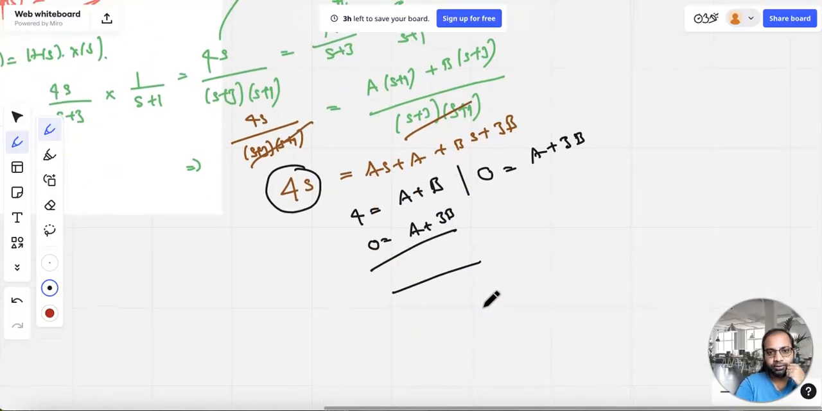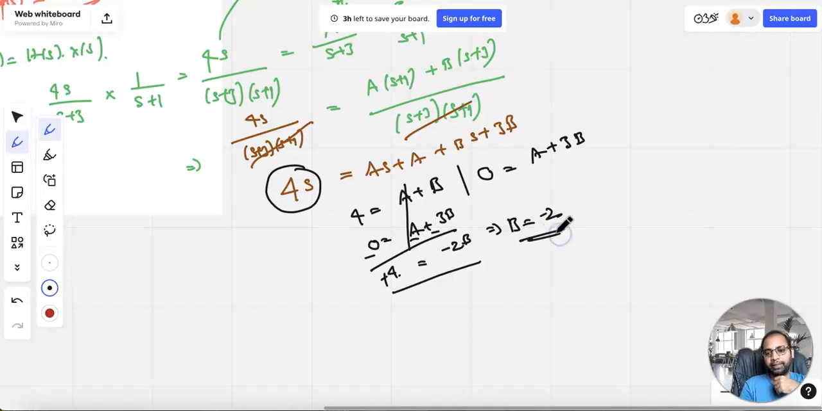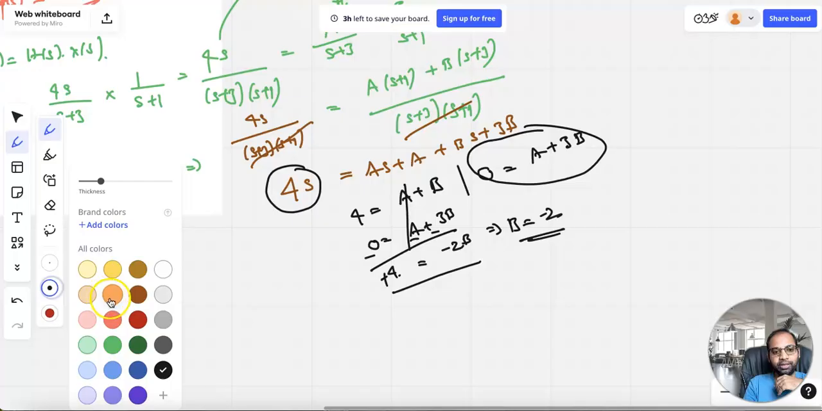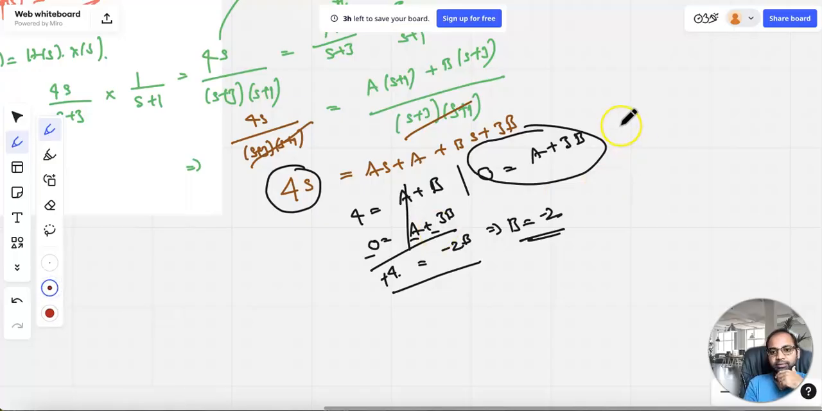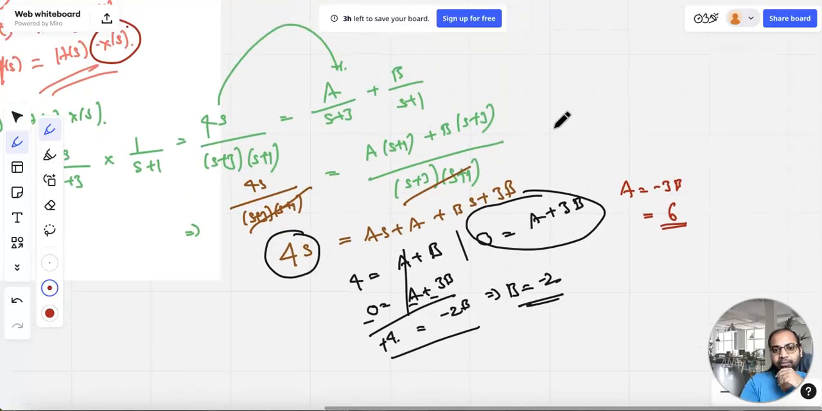Now if I solve both these two, what am I going to get? Minus, minus and minus. A and minus A gets cancelled. Here I will get minus 2B is equal to minus 4. Sorry, plus 4, right? 4 minus 0 is plus 4. So from this one, B is equal to minus 2. If I substitute B is equal to minus 2 in this equation, then how much A will I get? A is equal to minus 3B, that is 6. So A is equal to 6 and B is equal to minus 2.